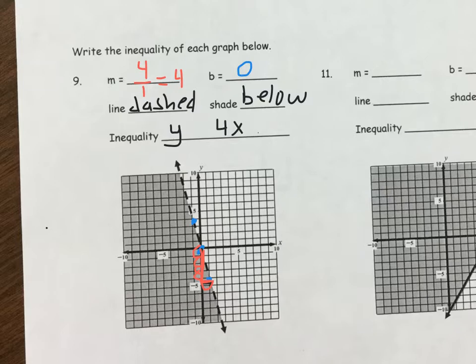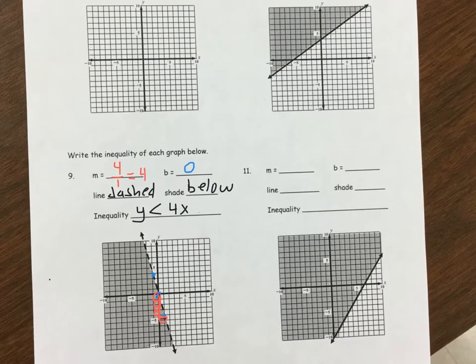Okay, and now it's time to put our inequality sign. We have a dashed line, so that means there is no solid line underneath it, and the shading is below, so that means y is less than. Okay, y is less than 4x. All right, so you're still going to write an inequality the same way you used to write an equation. You have to label your y-intercept and find another point to find your slope, and then just y equals mx plus b, or in this case, y is less than mx plus b. Okay, cool. Let's go to the next one, and then I'm going to have you try 11 on your own.